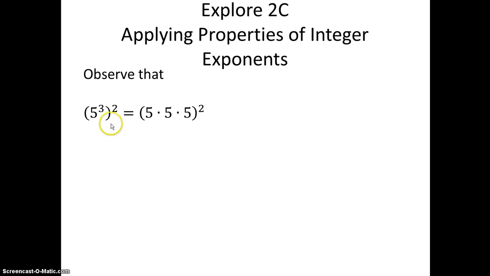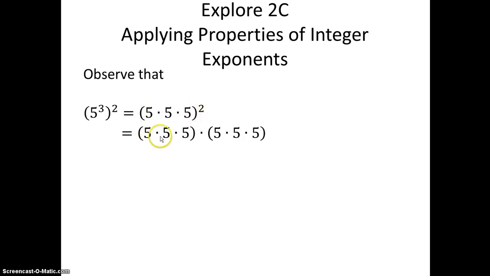Okay, so take a look at this expression here. Notice that inside the parentheses I have 3 factors of 5. So that's what this is here. 3 factors of 5, and that whole thing is squared. So if you remember, if I have something squared, that means I take whatever's inside the parentheses multiplied by itself.